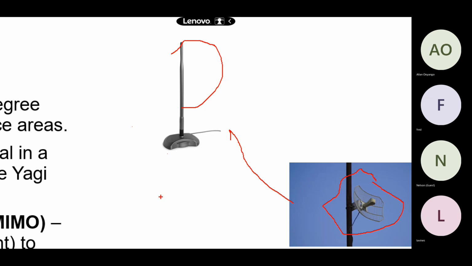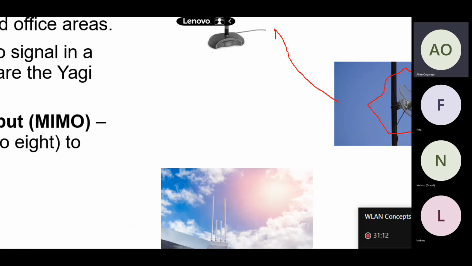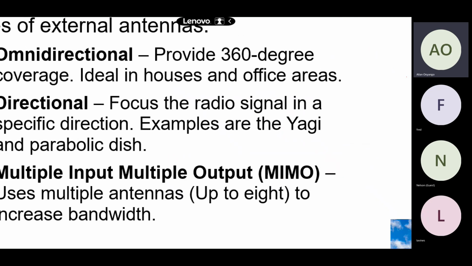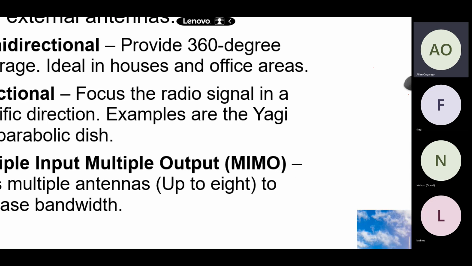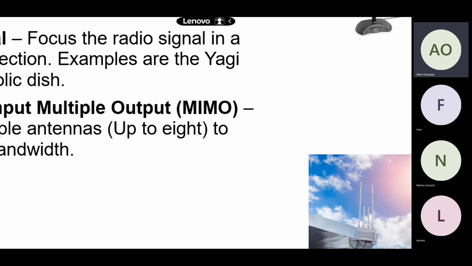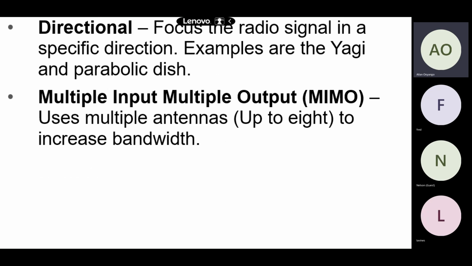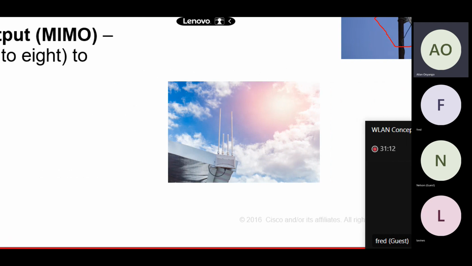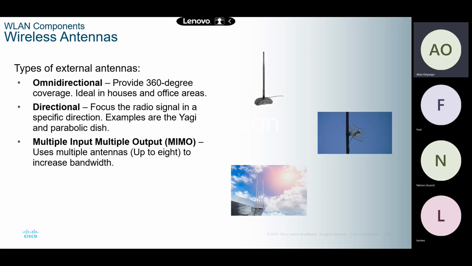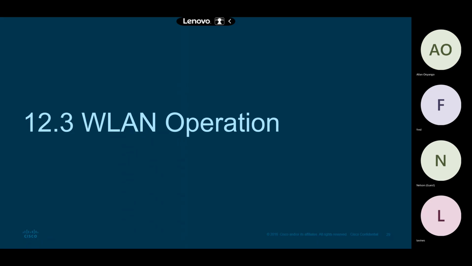Then we do have the third one called the multiple input, multiple output, the MIMO. The MIMO is only identified by having multiple antennas, normally up to about 8. And you could be able to see that if you're keen enough. And you can see this has several antennas that we are actually seeing here. Okay. So that is the different types of antennas within our network.